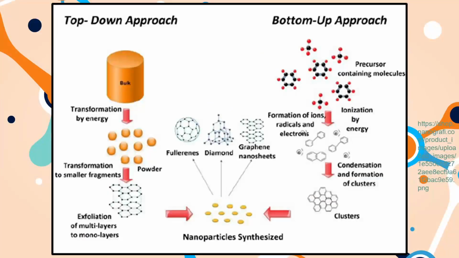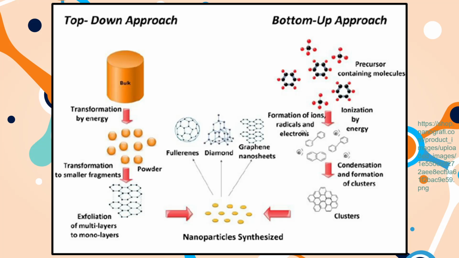Before concluding, it is very important to compare the top-down and bottom-up approaches, as both play significant roles in nanomaterial synthesis. As you can see, in the top-down approach, we start with a bulk material and reduce it to nanoscale using physical or mechanical processes such as cutting, milling, or lithography. This approach is essentially a material removal process. While it is compatible with existing microfabrication techniques, it often results in surface defects, material wastage, and limited control over particle size and uniformity.